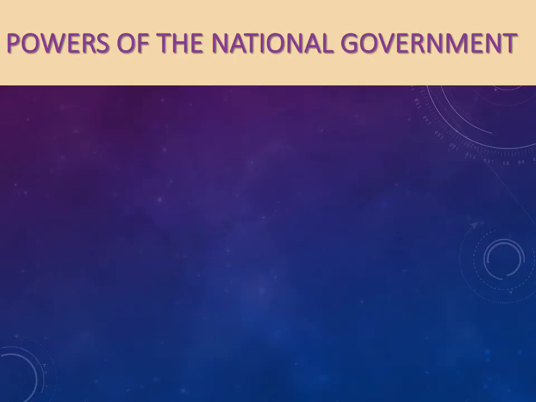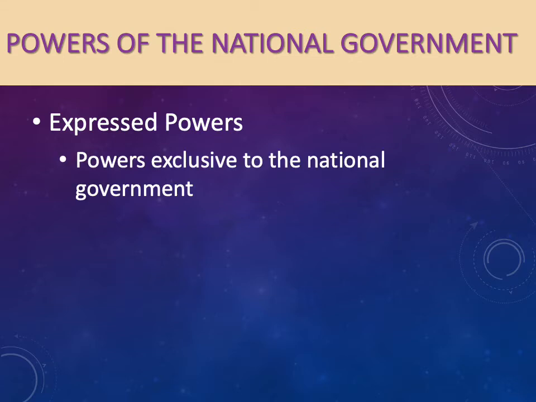All right, so let's take a look at the powers of the national government first. The powers of the national government are referred to as expressed powers. What expressed powers means is these are the powers that are actually written in the Constitution. They are enumerated in the Constitution. And these are the powers that are exclusive to the national government. For the most part, these expressed enumerated powers are only things that the national government can do. States cannot do these things.